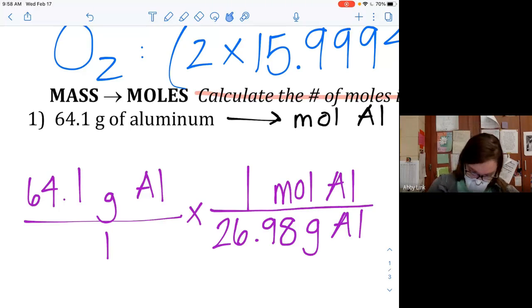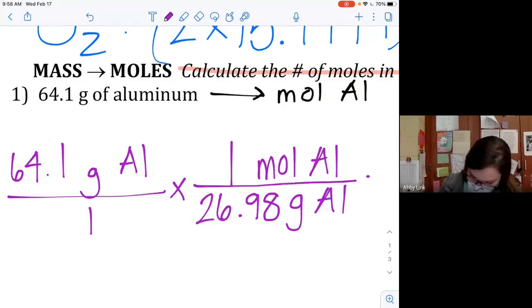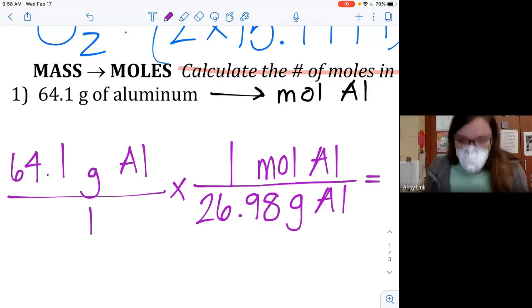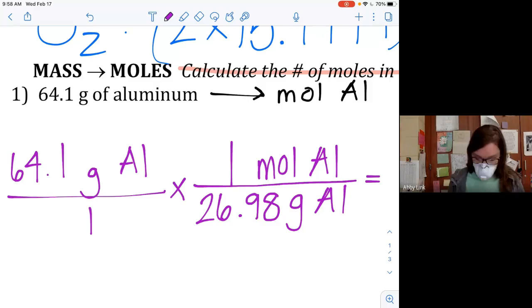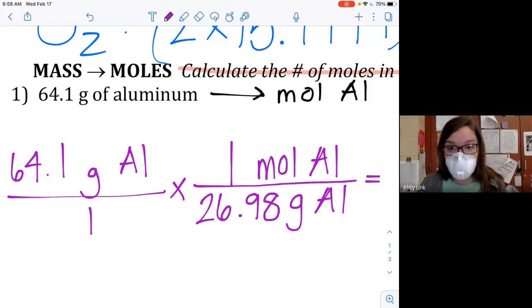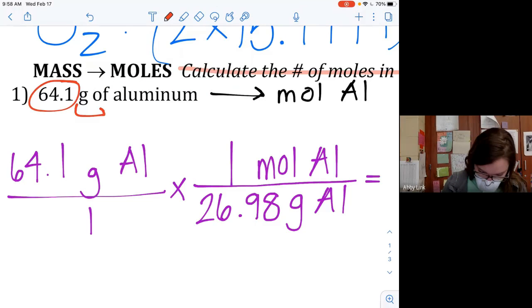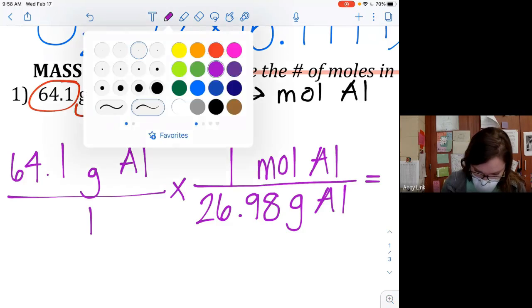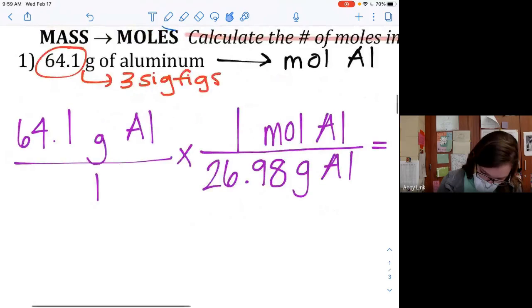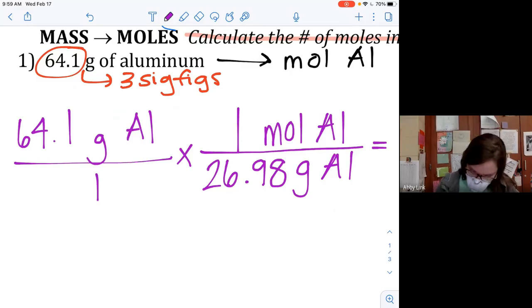All right, I am ready to solve this out. In my calculator, I am multiplying across the top. So I'm going to be left with 64.1. And then I'm going to divide by the bottom, which is 26.98. I get a really long decimal there. So let's go back up to our given 64.1 that has 3 sig figs. So I know that my answer needs to have 3 sig figs. So when I see what I get in my calculator, I get 2.375833951. I'm going to do a little bit of rounding here, and I'm going to round it to 2.38.